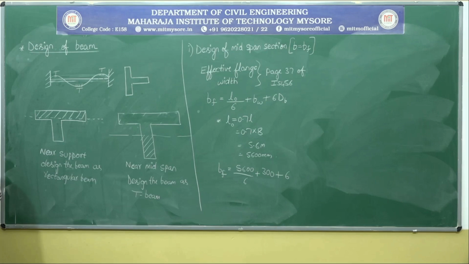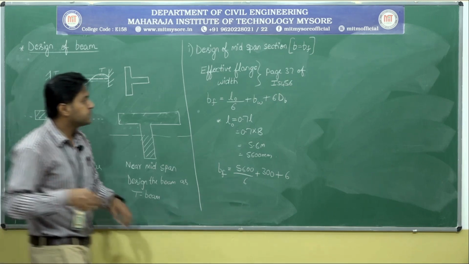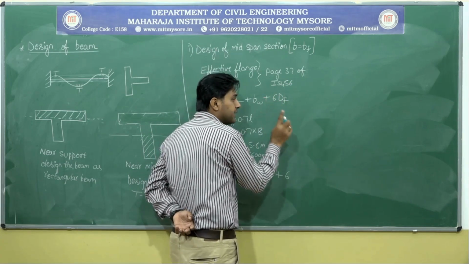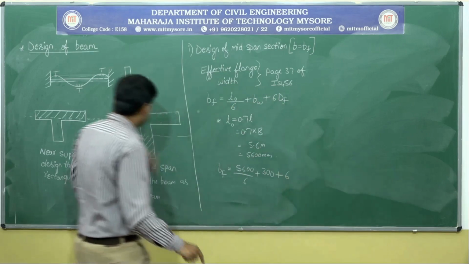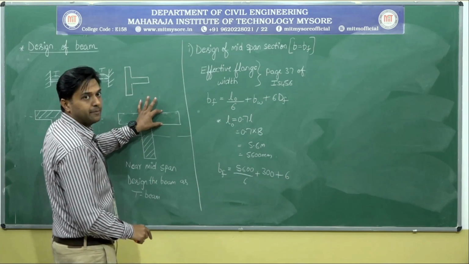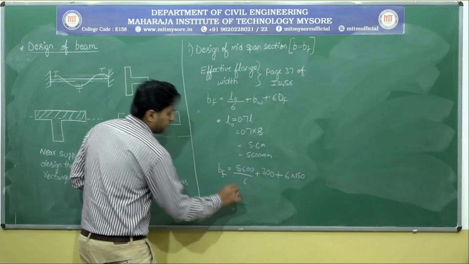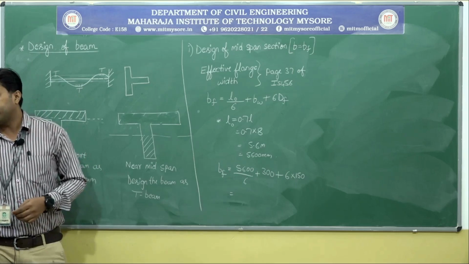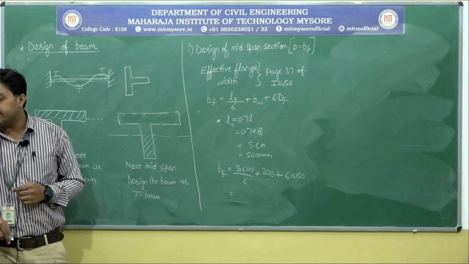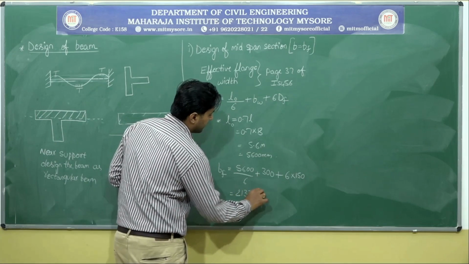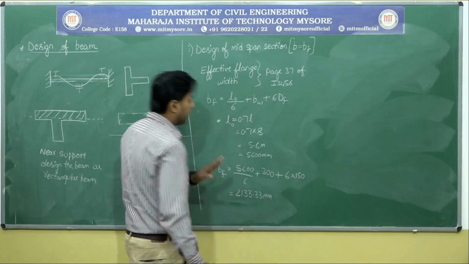Actually, it's 6 times DF. Okay, it's not 6 times DB, it's 6 times DF, where DF is the thickness of the flange. So please make a correction here. What is the thickness of the flange? It is nothing but the thickness of the slab. It's 150 mm. So if I solve it, the final value that I am getting is 2133.33 mm. So I got the value of BF.